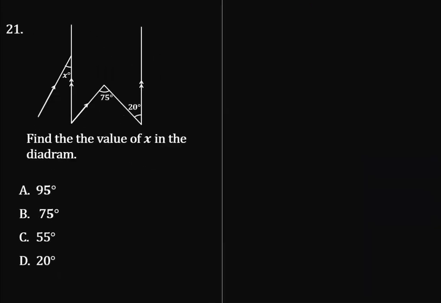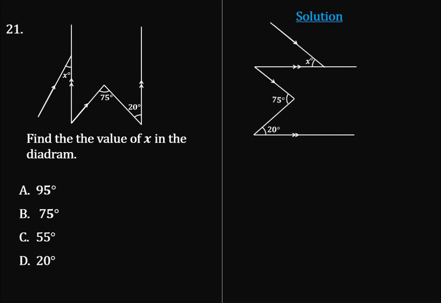Question 21. Find the value of X in the diagram. Solution. Again, let's rotate the figure 90 degrees clockwise in order to have a clear picture. We need to think a little outside the box by extending the parallel lines. Now, let's name the other base angle of the triangle, Y. We now find the value of X using the following hints.